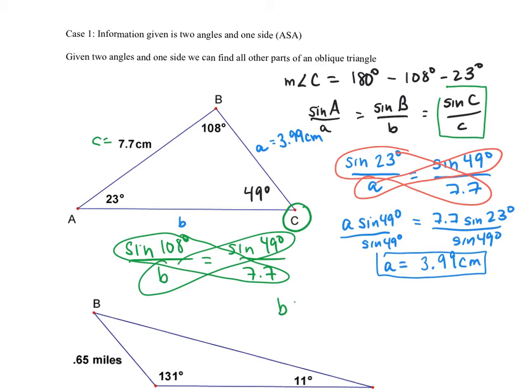So when I solve this, you can go ahead and work this out. You should get b equals 7.7 sine 108 divided by sine 49. Just cross multiplying and then dividing by sine 49 like we did above. And in this case, this one's going to be equal to 9.7 centimeters.